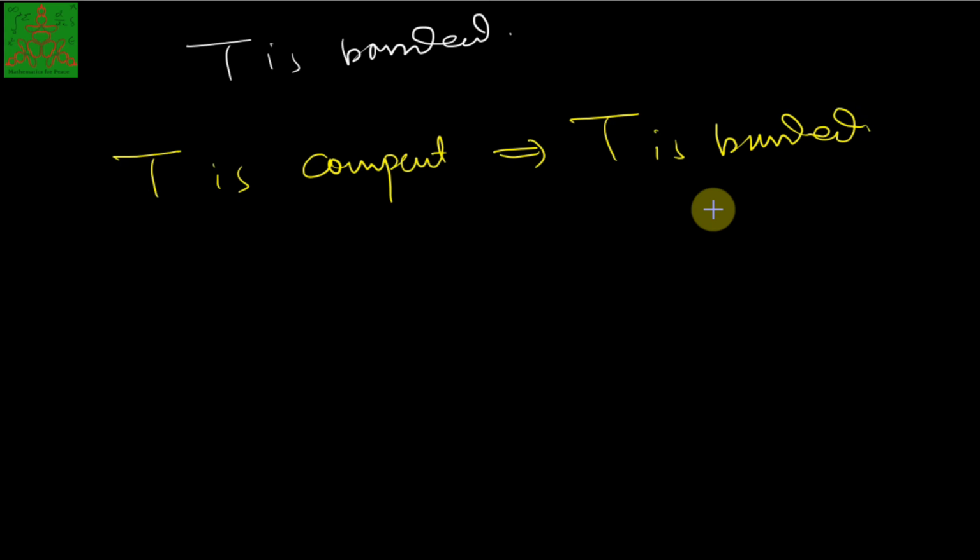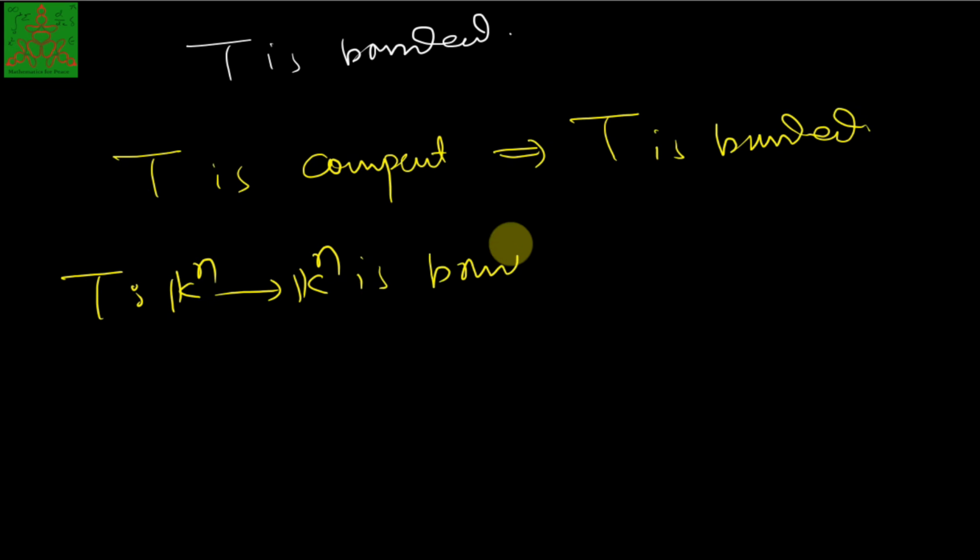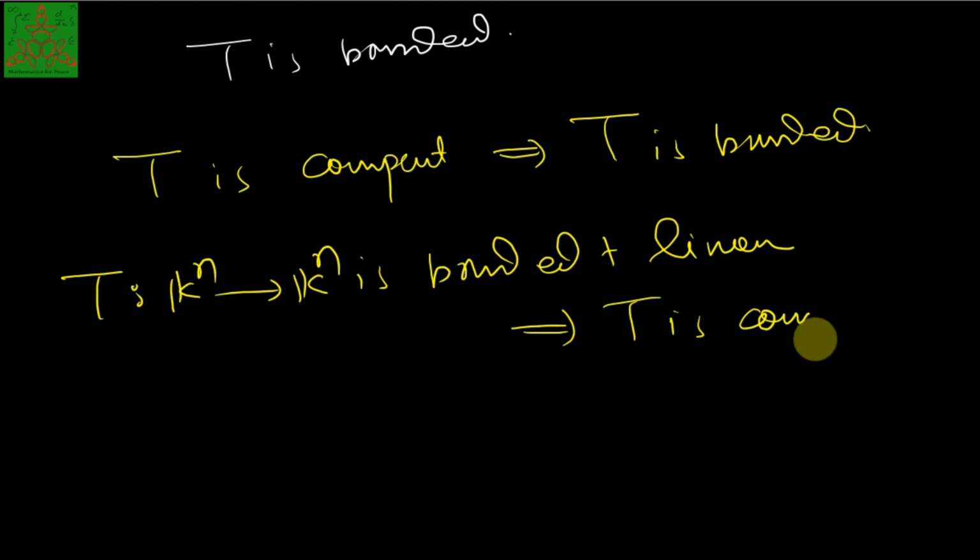We already have proved for some particular case that if you have T from K^n to K^n, a bounded linear operator, then that will imply T is compact. That is true. But the converse of this result is not true. So obviously for finite dimensional space, the result is true. So we need to consider an example for infinite dimensional space.